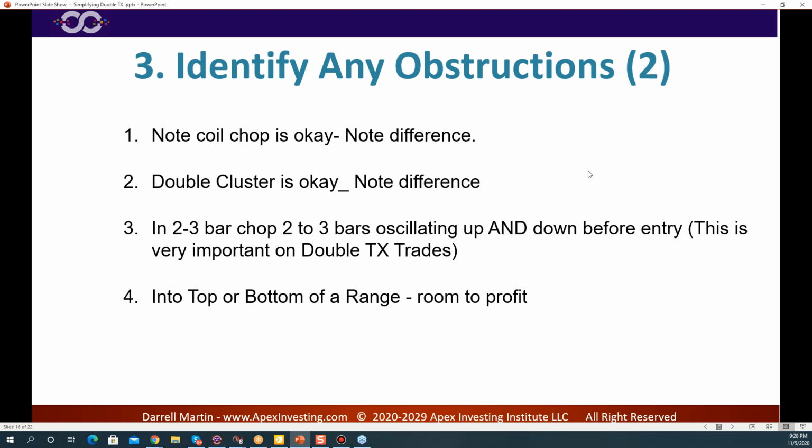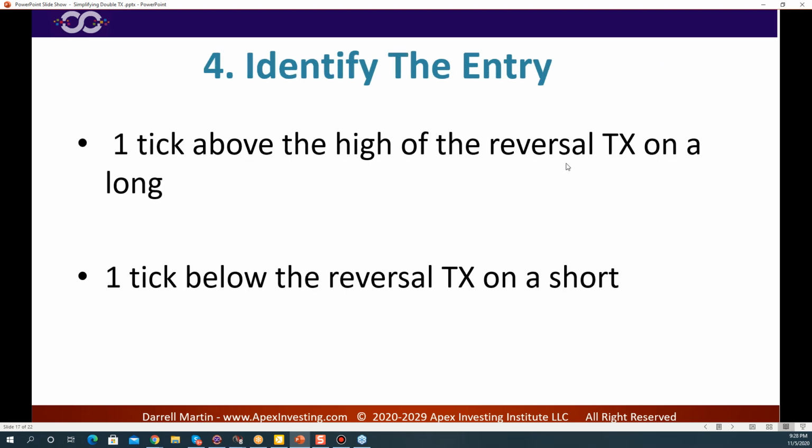So that is in general the trade setup, and that's in general the rules of when not to take the trade. The entries are the exact same entry rules as on the filtered TX trade. We'd enter 1 tick above the high of the reversal bar for a long, or 1 tick below the reversal bar for a short.